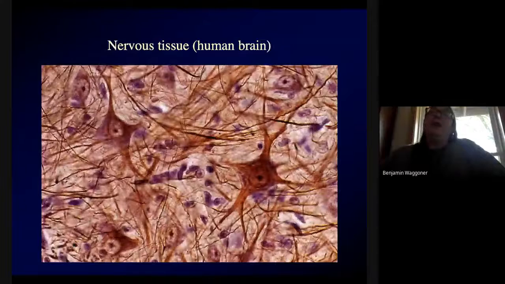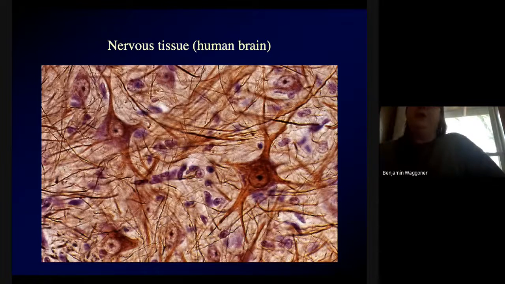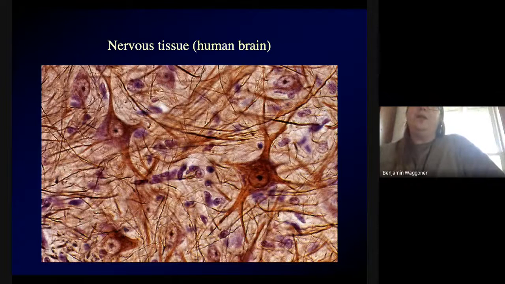Nervous tissue, that is what human brain tissue looks like, and all of the stringy things that you're seeing are nerve cells of various kinds, transmitting signals.